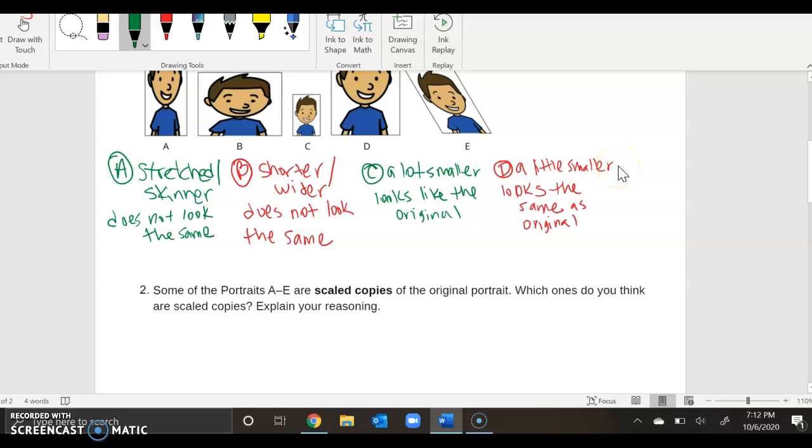Okay, and then there's E. E definitely does not look like my original. He is kind of slanted off to the side there. It's like I took the corner of that picture and pushed him over. He is slanted. And again, even though I can tell it's the same person in both photos, he does not match the second photo very well.